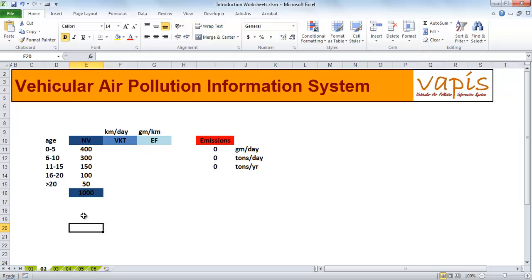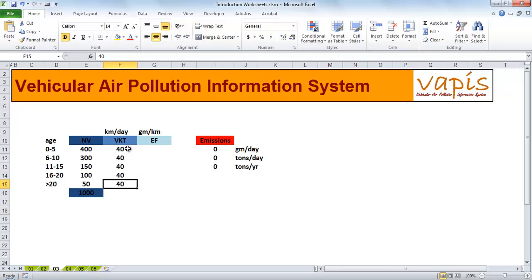But it's not all that easy in general. These 1,000 vehicles could be of multiple ages. You can have some vehicles which are less than 5 years old, some 6 to 10, some 11 to 15, some 16 to 20, and some could be very old, older than 20 years. Each of them will have very different characteristics. If that 1,000 is divided into these groups, you want to get more specifics into your calculations. Okay. So next step, vehicle kilometers traveled.